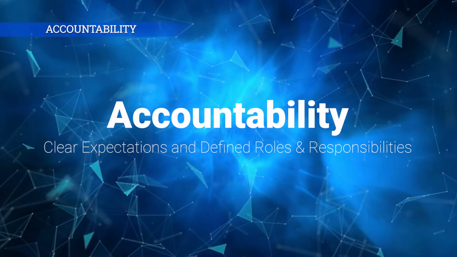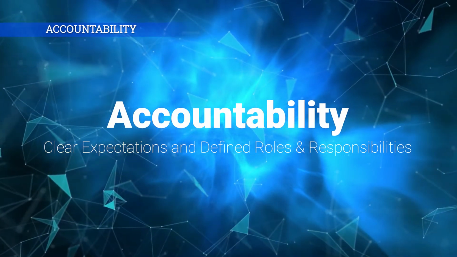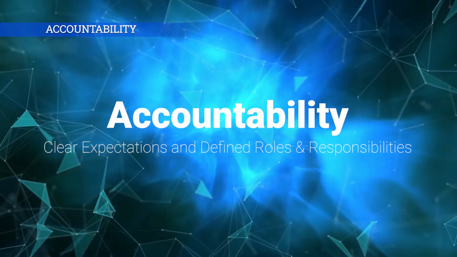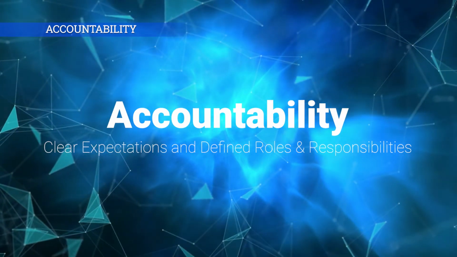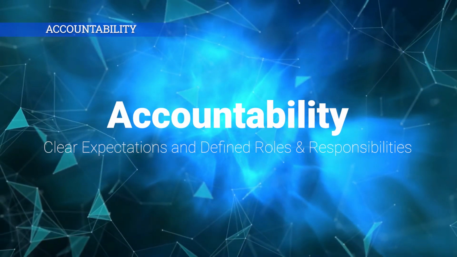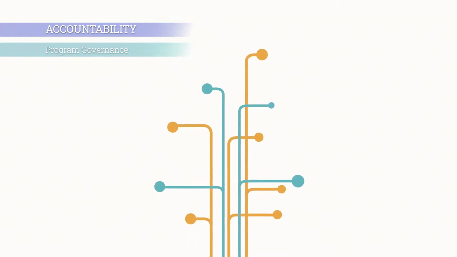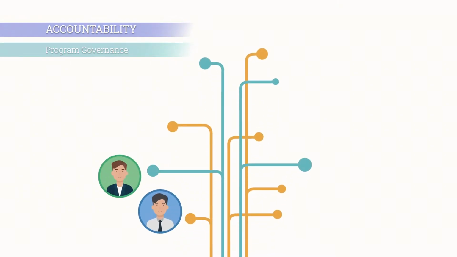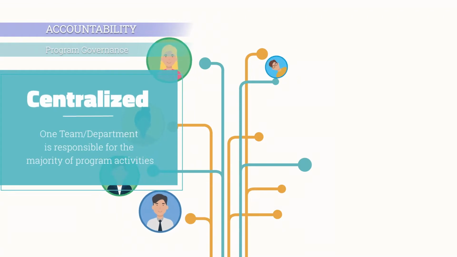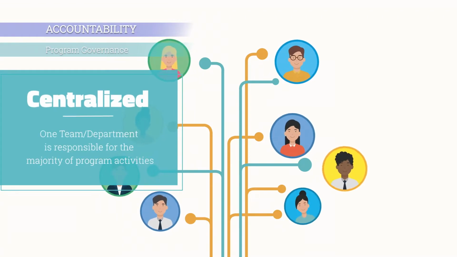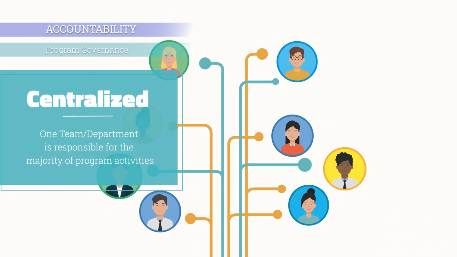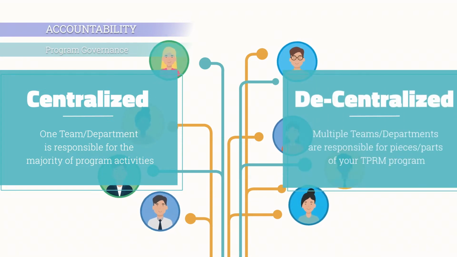Accountability. Accountability is the benefit which comes from clear expectations and defined roles and responsibilities. Activities related to this benefit include, but are not limited to, program governance. This determines how your TPRM program will run. Will it be centralized, in which one team or department is responsible for the majority of the program activities, or decentralized, in which multiple teams or departments are responsible for parts and pieces of your TPRM program?